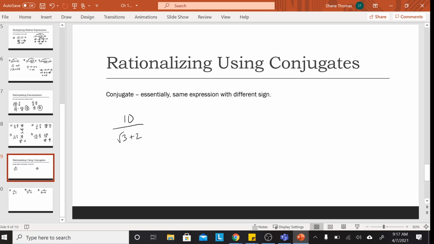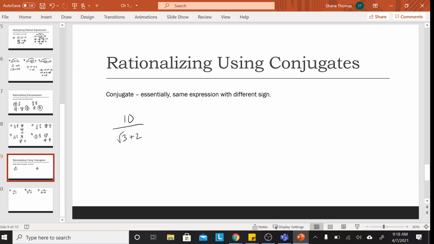Okay, what's the answer? 20 minus 10 root 3. All right, we'll write it up here and see if that's what we get. 20 minus... That? No. 10 root 3 over. There's no more fraction. That's wrong.